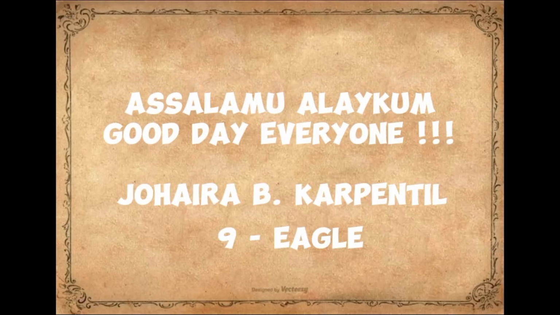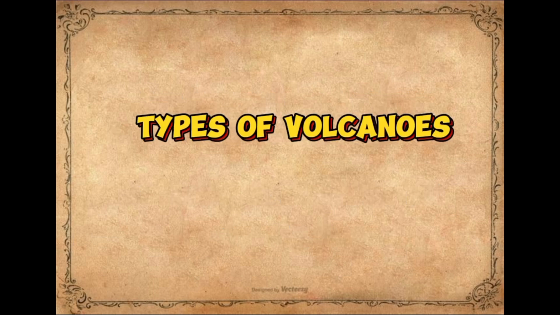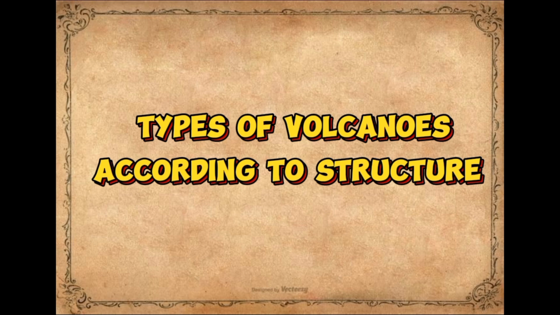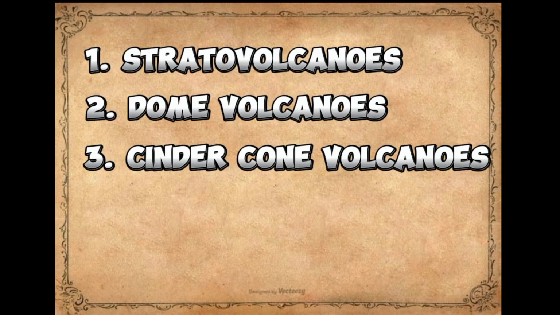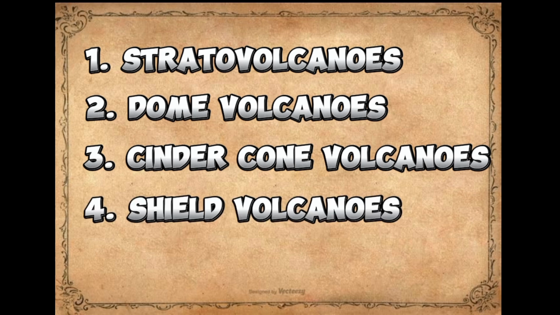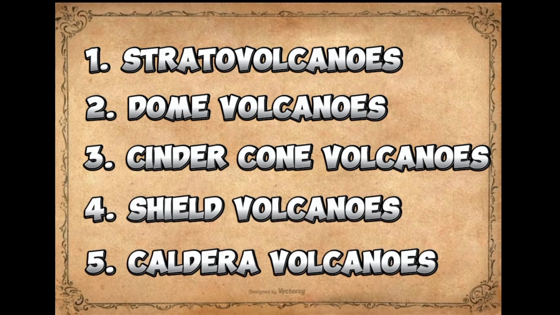This is Johaira Carpentero and today we are going to learn about different types of volcanoes according to structure. There are 5 types of volcanoes according to structure. We have stratovolcanoes, dome volcanoes, cinder cone volcanoes, shield volcanoes, and caldera volcanoes.